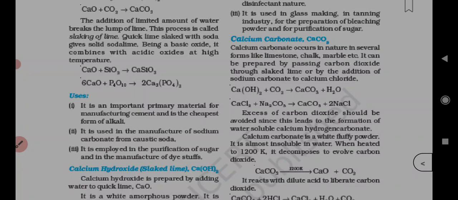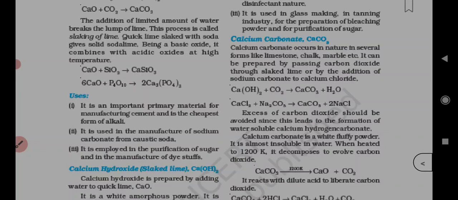Okay, let's talk about calcium carbonate. It is a white fluffy powder. It is almost insoluble in water. We don't have a problem with calcium carbonate. We have a problem with calcium bicarbonates, calcium hydrogen carbonates and magnesium carbonates, which cause temporary hardness. And you can remove the temporary hardness through Clark's method, by adding lime.